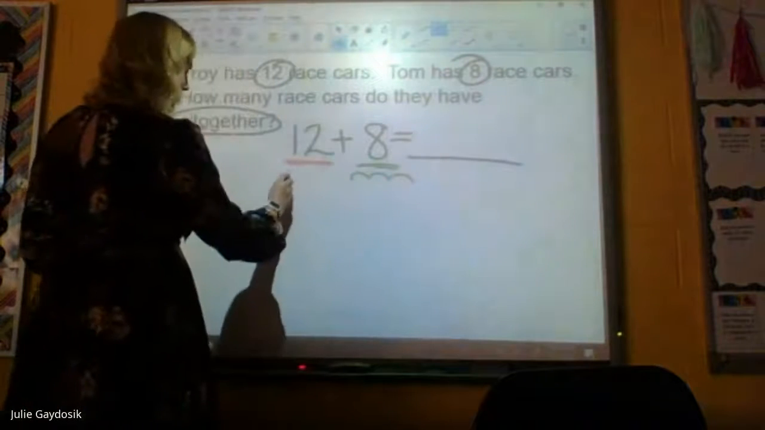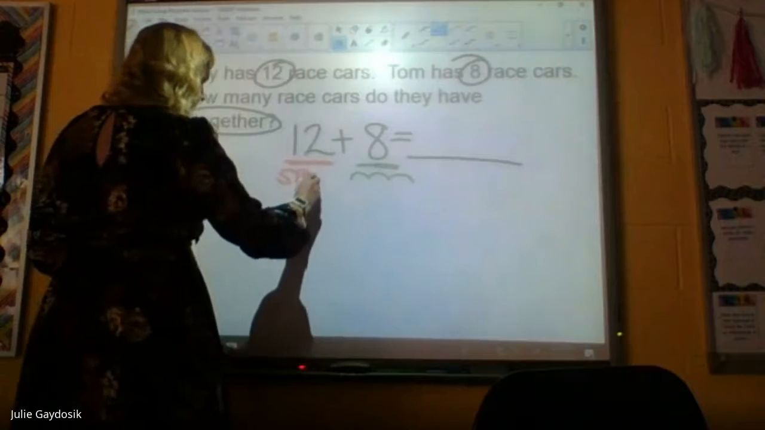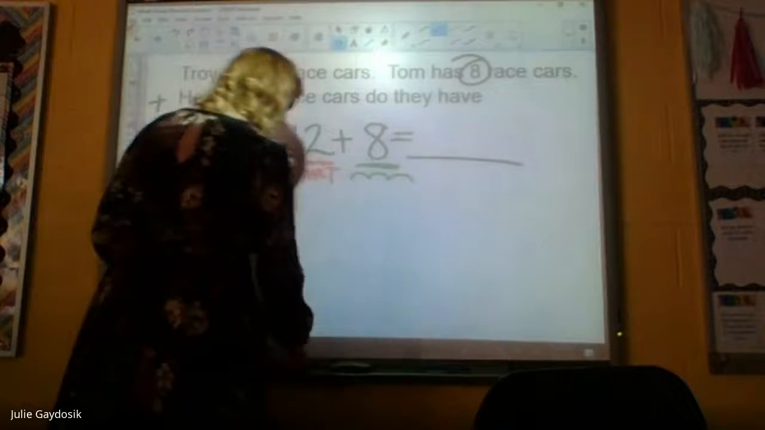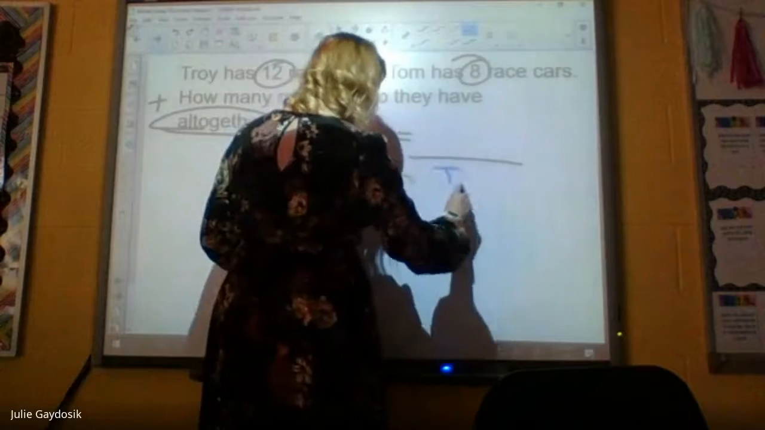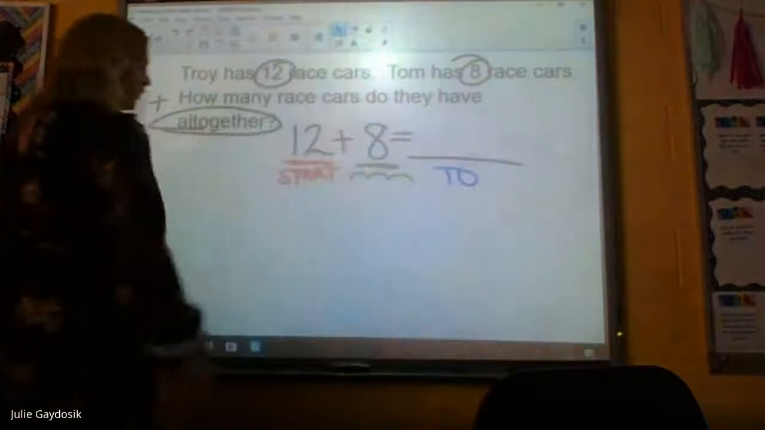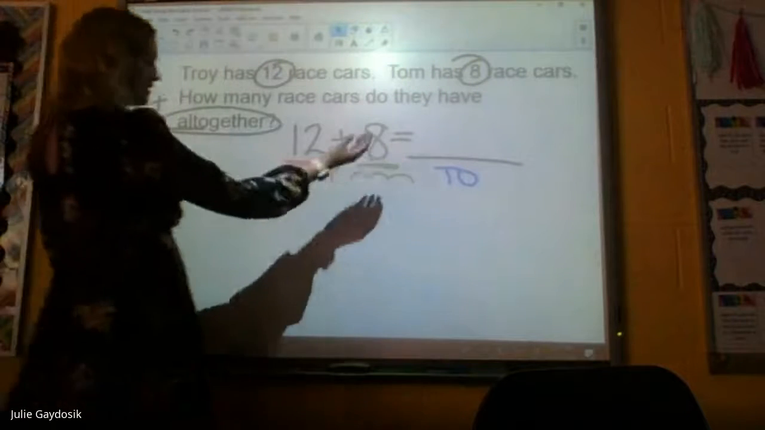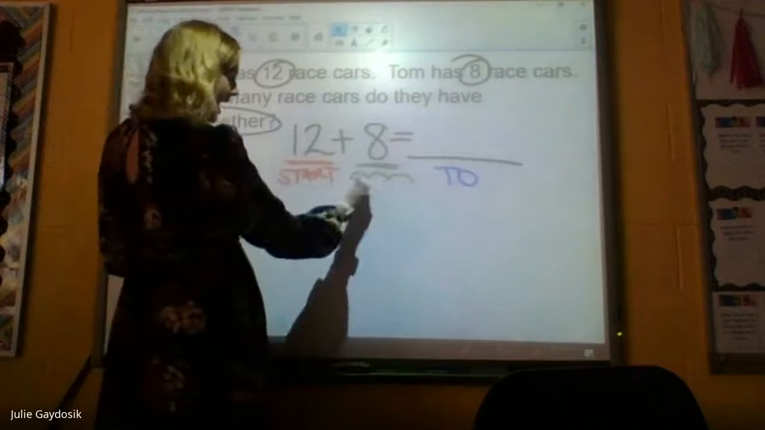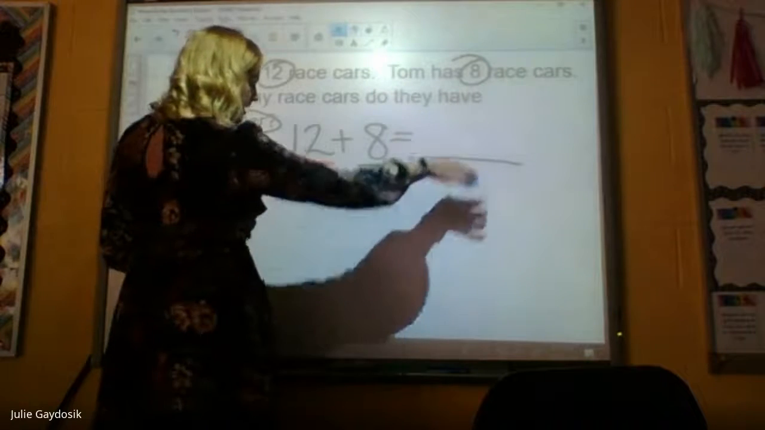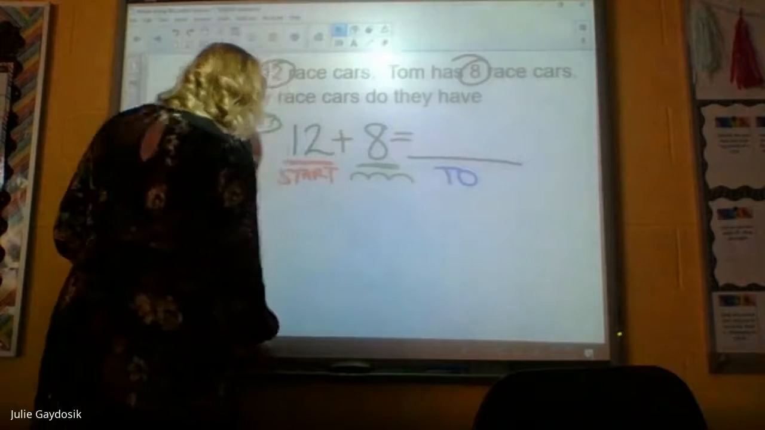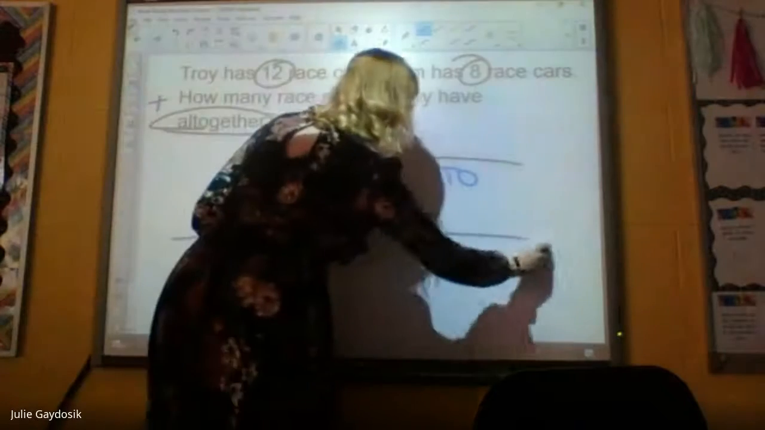I'm going to do an open number line this time, as you could tell from my hops under my number. Okay. So the first number is where you start. The second number, your addend, is where you do your hops. And then this is where you want to go to. So I'm going to draw that open number line.